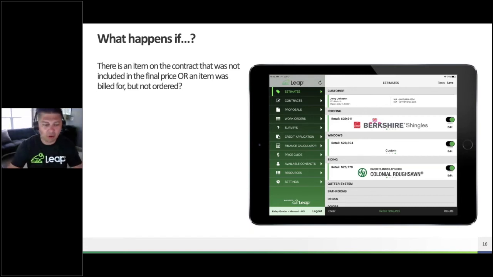I remember a time where I sold an entire house full of windows, and on the contract I wrote, replace all windows in house with new blah, blah, blah, model 3000 windows, and I had it all down. I wrote every individual window on the contract, like it looked like an Excel spreadsheet, and I wrote them all down.